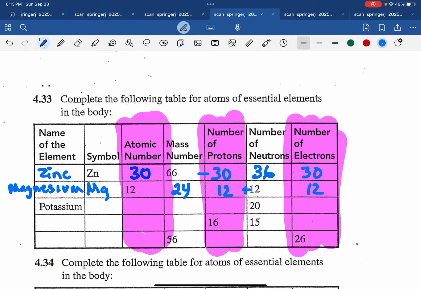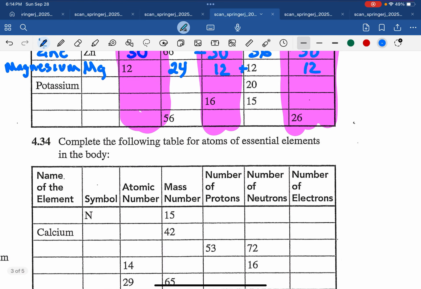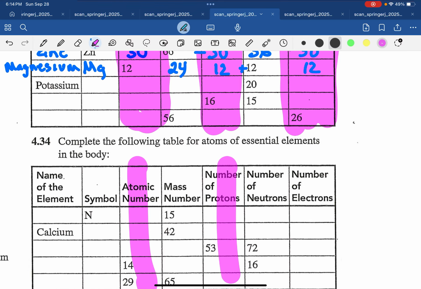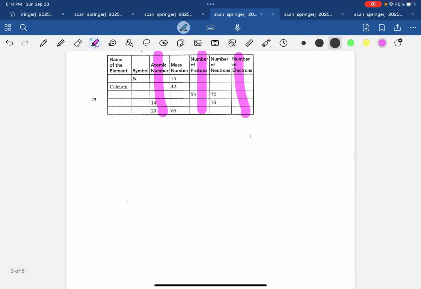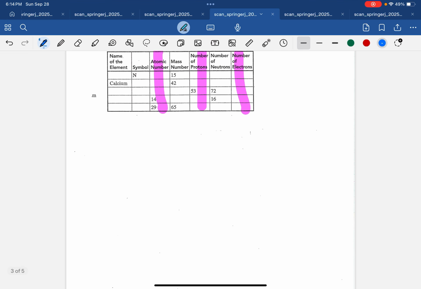Okay. Let's see. Yeah, we can finish that. And that same pinkness will extend down here as well when you're filling out that chart. Now, once you're done with that, then we will do electron configurations, and you can watch my video on that.